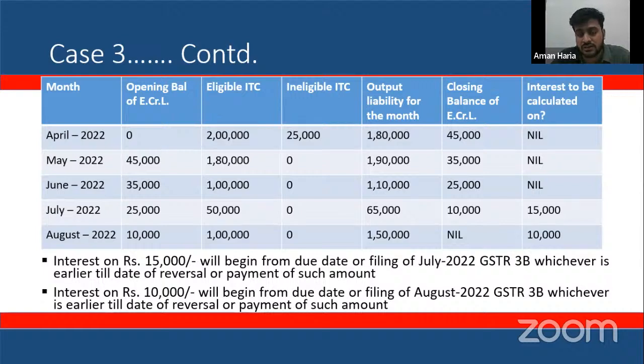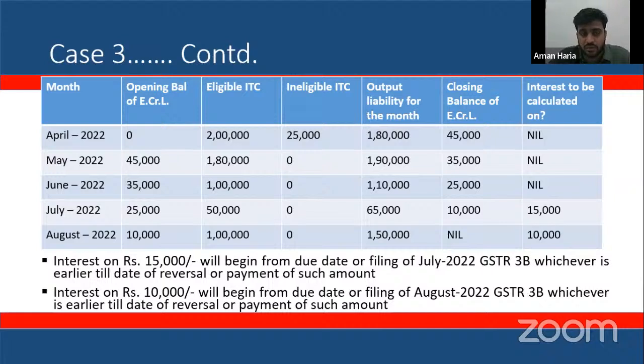At the end of July, the closing balance of ITC is 10,000. That means of that ineligible ITC that you had incorrectly claimed, 15,000 has been utilized now in the month of July 2022, and hence you are expected to pay tax. You are expected to pay interest on this 15,000 from July 22's GSTR 3B filing date.